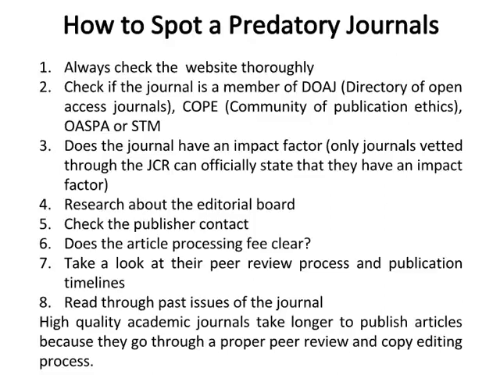Number 4 is research the editorial board. Number 5 is check the publisher contact. Number 6 is, is the article processing fee clear? Number 7 is take a look at their peer review process and publication timelines. Number 8 is read through past issues of the journal. High-quality academic journals take longer to publish articles because they go through a proper peer review and copy editing process.